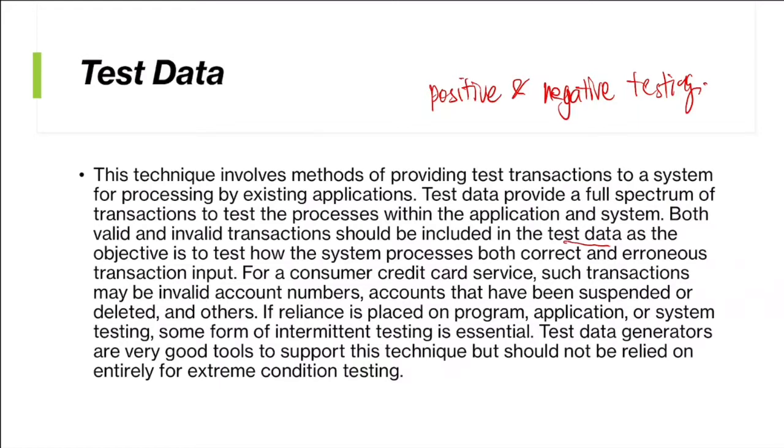For example, for a consumer credit card service, such transactions may be invalid account numbers, accounts that have been suspended or deleted, and others. If there is a reliance placed on the program, application, or system testing, some form of intermittent testing is essential. Test data generators are very good tools to support this technique, but should not be relied on entirely for extreme condition testing.